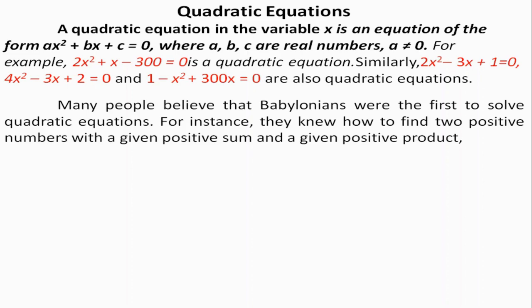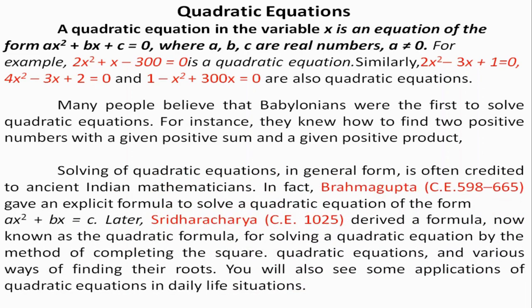The Indians also had solutions for how to solve the quadratic equation. The Indian mathematician Brahmagupta, about the century 598 to 665, knew the formula to solve quadratic equations, but in the form ax square plus bx equal to c. But Sridharacharya, in the 10th century, developed the formula. Now we are using it.